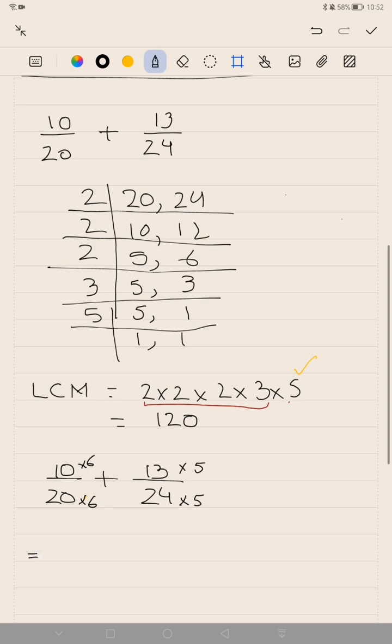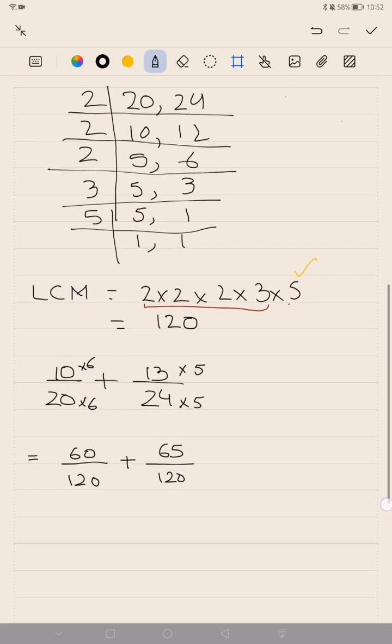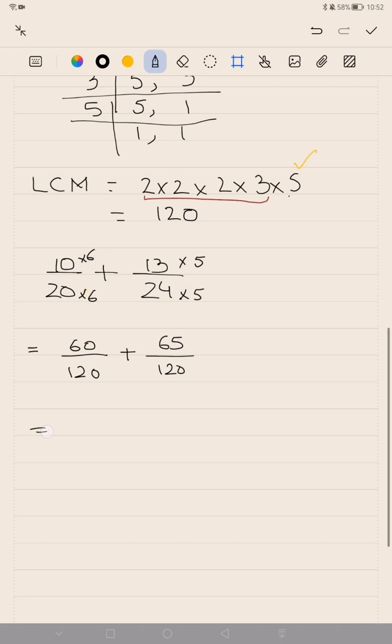Now 10 times 6 is 60. 20 times 6 is 120. Plus 13 times 5 is 65. And 24 times 5 is 120 again. Now the denominators are the same, so we can simply add the numerators. 60 plus 65 makes 125. Over the denominator, which will remain the same, 120. Remember one thing, we do not add the denominators, we only add the numerators. The denominator comes down as it is.